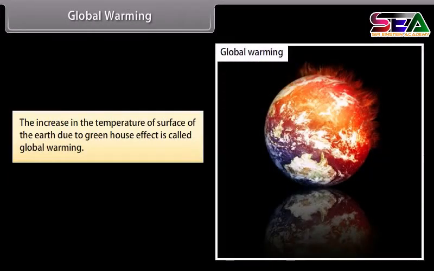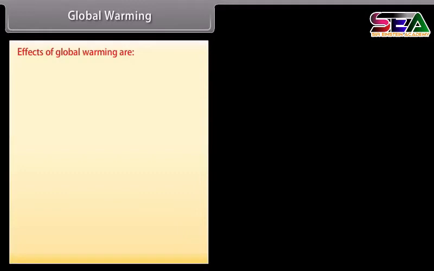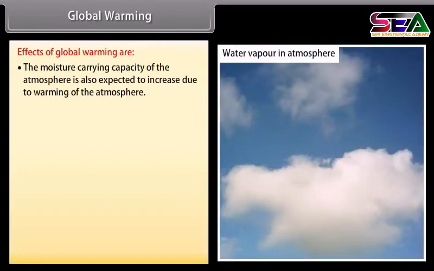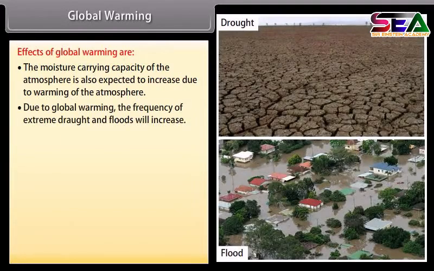Global warming. The increase in the temperature of the surface of the earth due to greenhouse effect is called global warming. Effects of global warming are: the moisture carrying capacity of the atmosphere is expected to increase due to warming of the atmosphere. Due to global warming, the frequency of extreme drought and floods will increase.